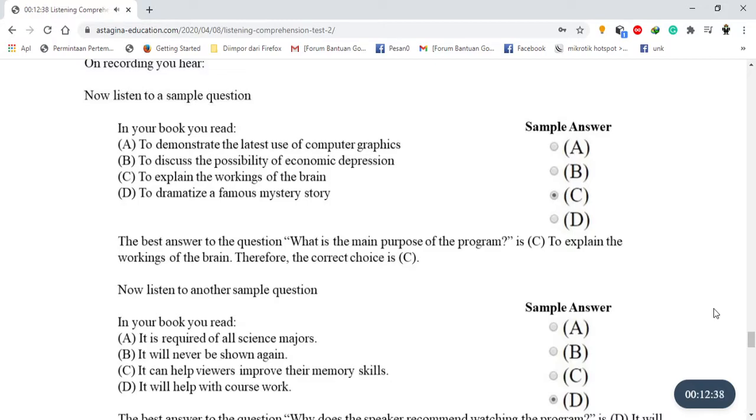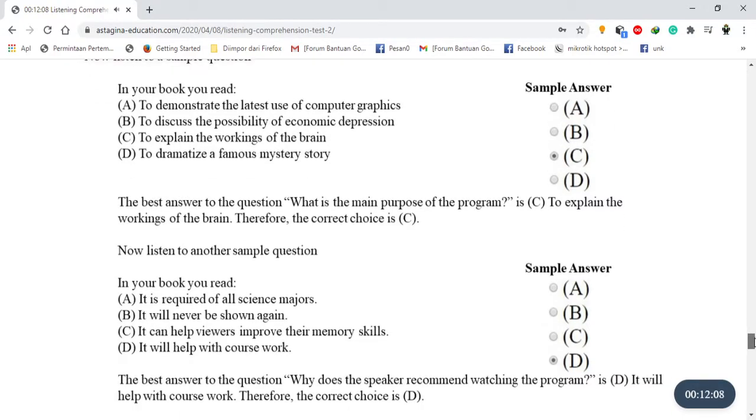Now listen to a sample question. What is the main purpose of the program? In your book, you read, A, to demonstrate the latest use of computer graphics. B, to discuss the possibility of an economic depression. C, to explain the workings of the brain. D, to dramatize a famous mystery story. The best answer to the question, what is the main purpose of the program, is C, to explain the workings of the brain. Therefore, the correct choice is C.